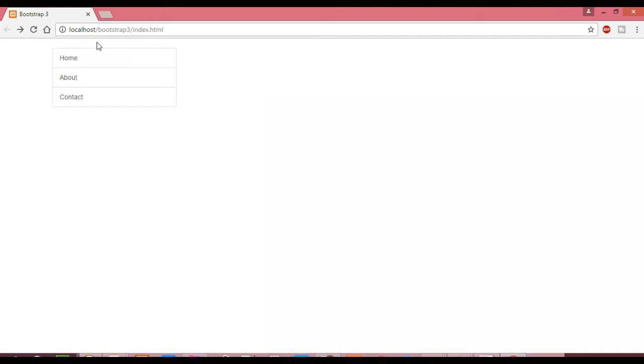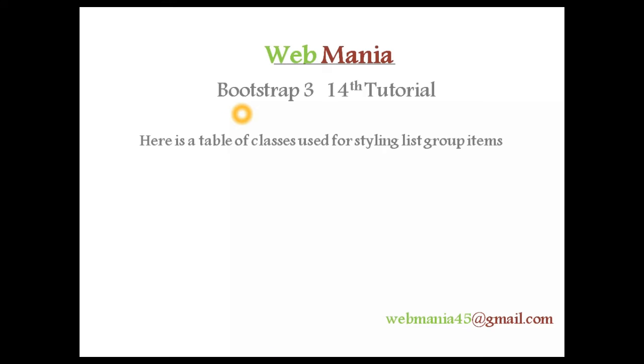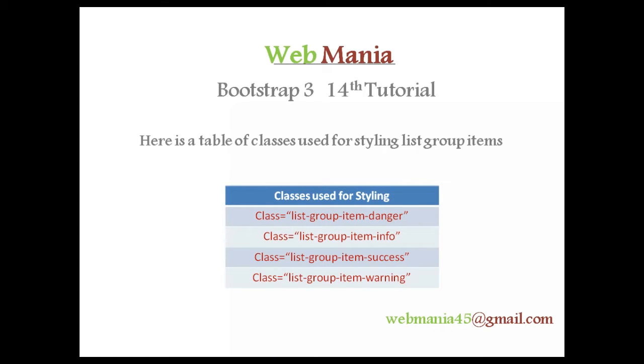So if we want to style this list group item, we have some classes which are used for the styling and designing of list group items. So let's go and see these classes. Here is the table of classes used for styling list group items. Here you can see we have classes list-group-item-danger, list-group-item-info, list-group-item-success, and list-group-item-warning. These classes are used for styling our list group items.